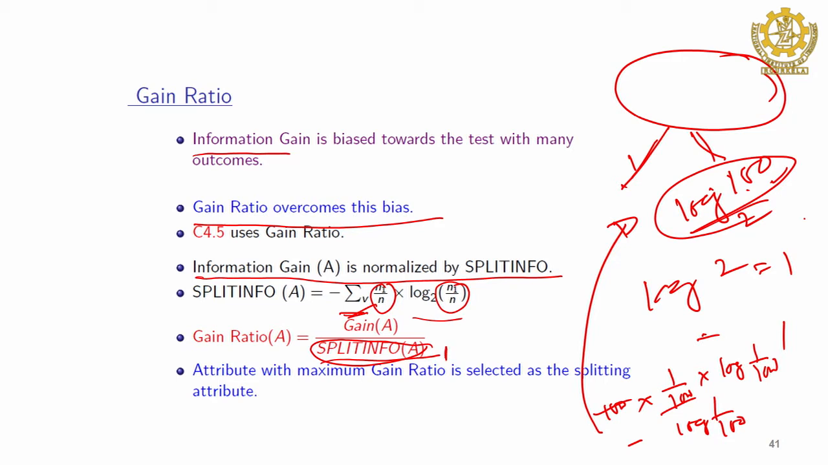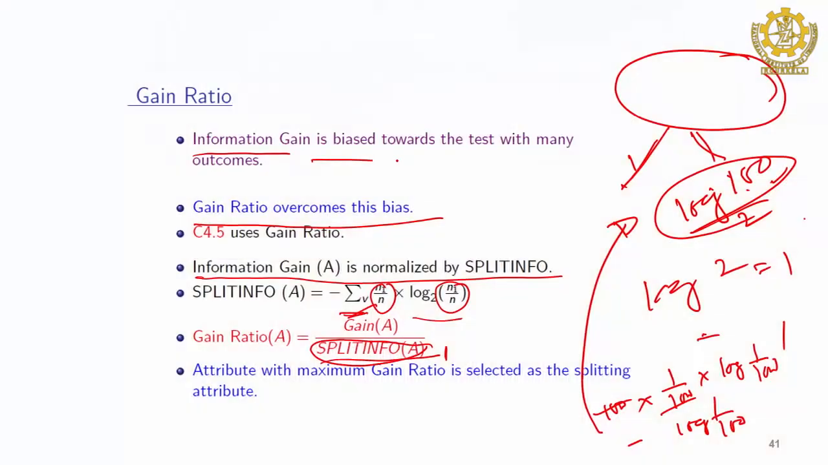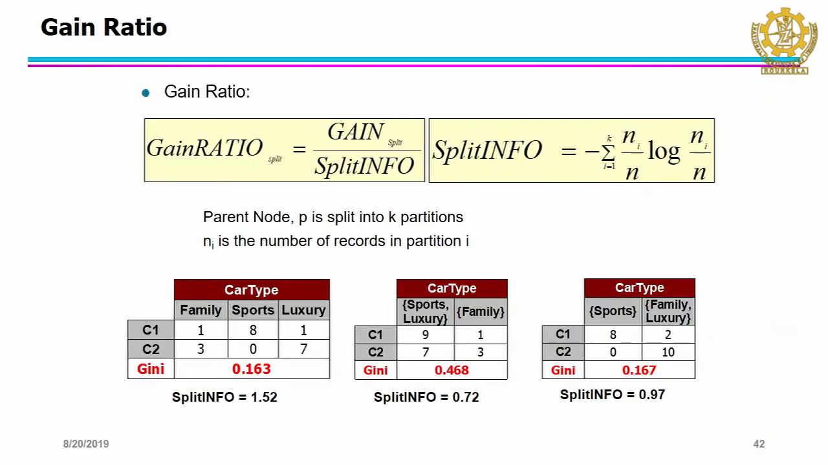So, that way if there are multiple outcomes, we are putting it in the denominator. Therefore, it will punish the gain. With multiple partitions you may get a much higher gain, but we are dividing, we are normalizing with the split info. So, that way we remove the bias toward tests with many outcomes. Here gain split is what? That is the information gain. Gain split is nothing but the information gain divided by the split info, and split info we already defined here.